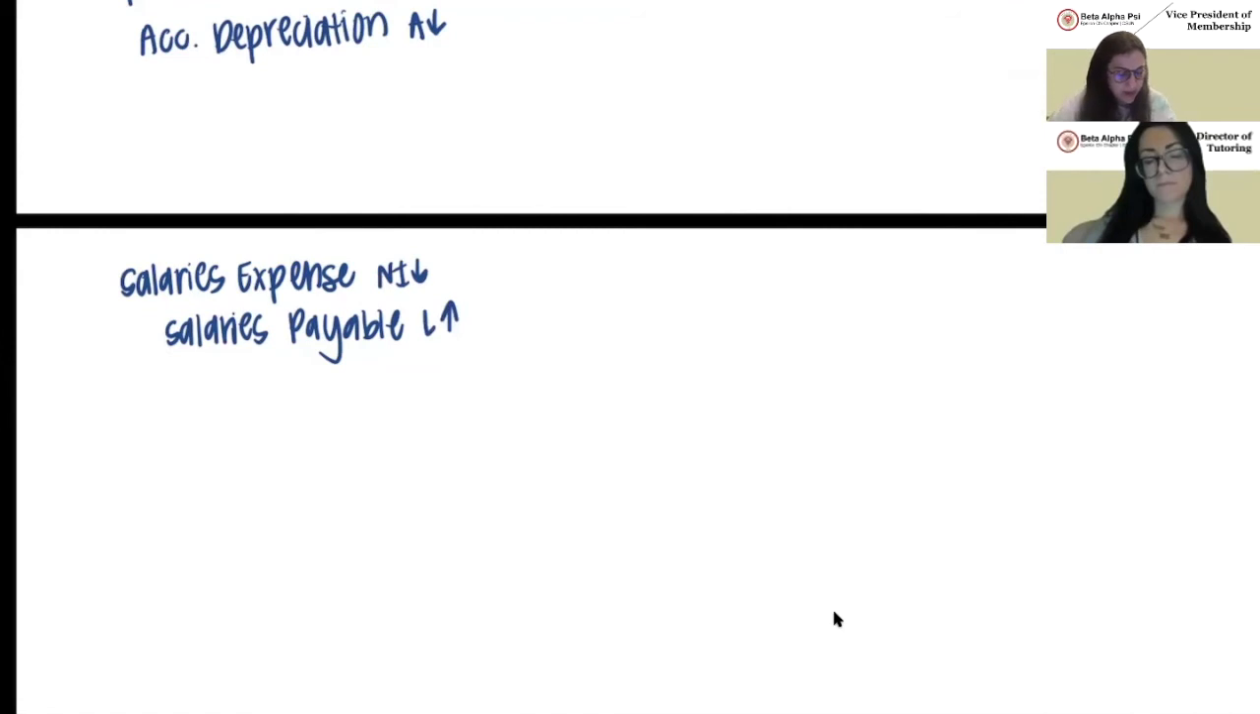So now neither of these accounts affect our assets, so there's going to be no effect on our assets. Now our liabilities should have been increased, but they never were. So our liabilities are going to be understated. Now for salaries expense, for net income, our net income was never lowered. So it's higher than it should be right now, which means our net income is overstated.